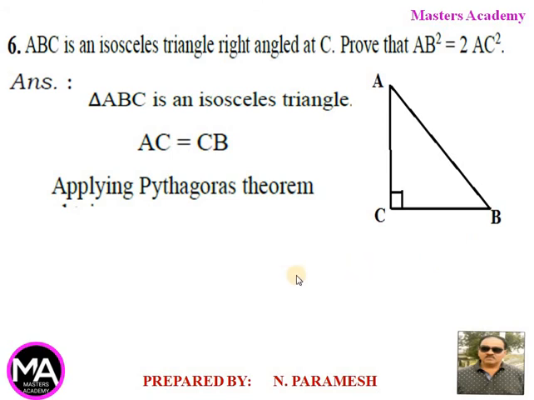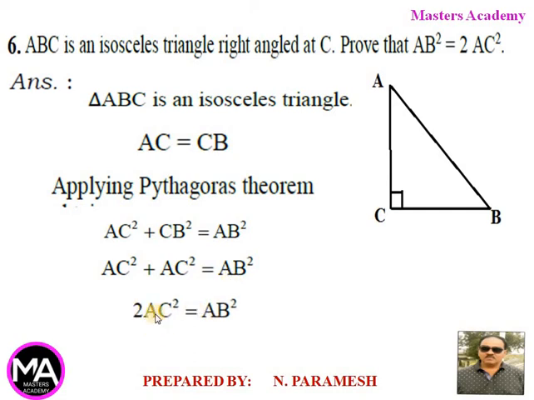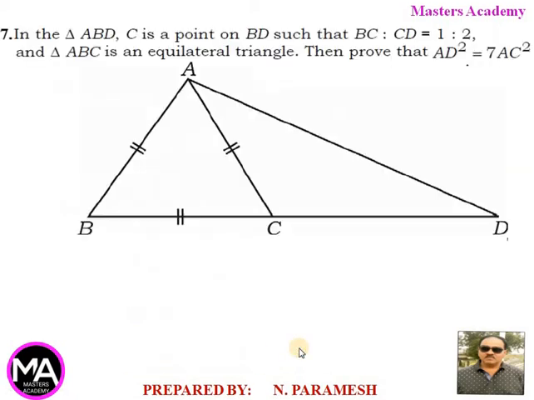Applying Pythagoras theorem, AC square plus BC square is equal to AB square. AC square as it is plus, instead of BC, substitute AC square is equal to AB square. AC square plus AC square is equal to AB square. 2AC square is equal to AB square. Therefore, AB square is equal to 2AC square.